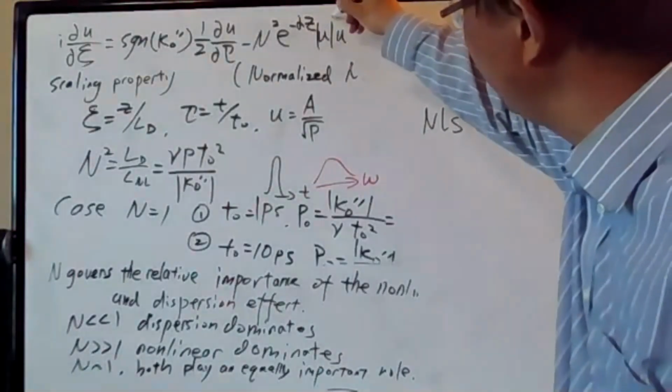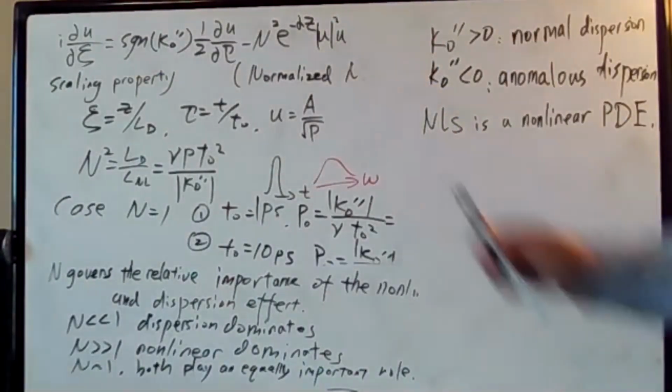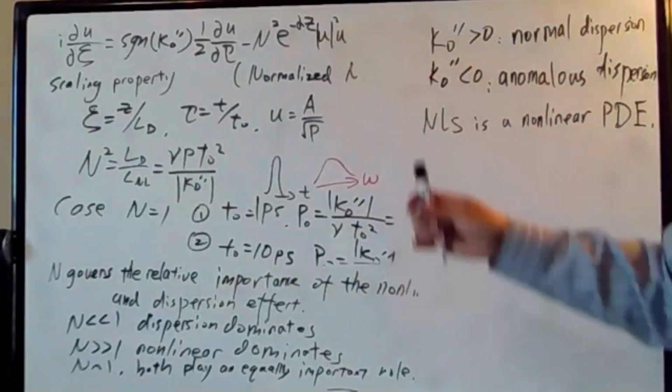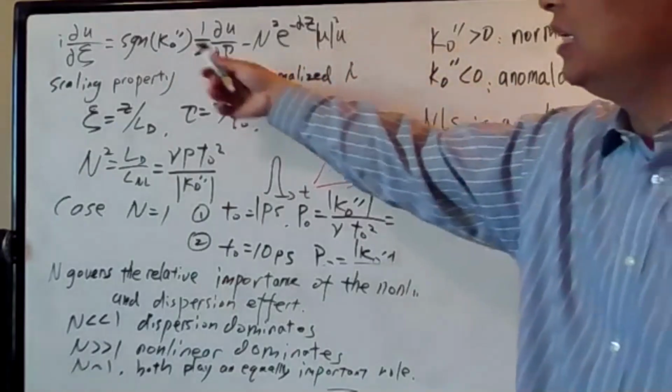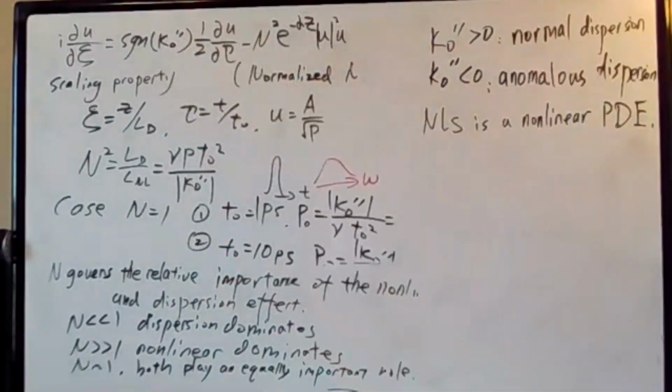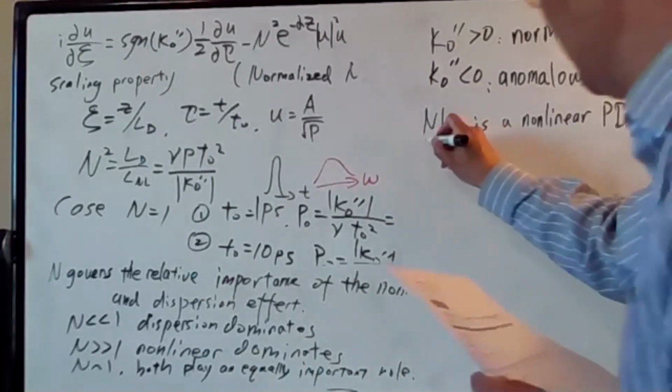Sorry, I missed a square here, and I missed a square here. If I don't have this square term, then this would be a linear equation, that's what we learned from signals and systems. But this is a nonlinear equation, and although you could do some analytical solution, usually a numerical approach is necessary.